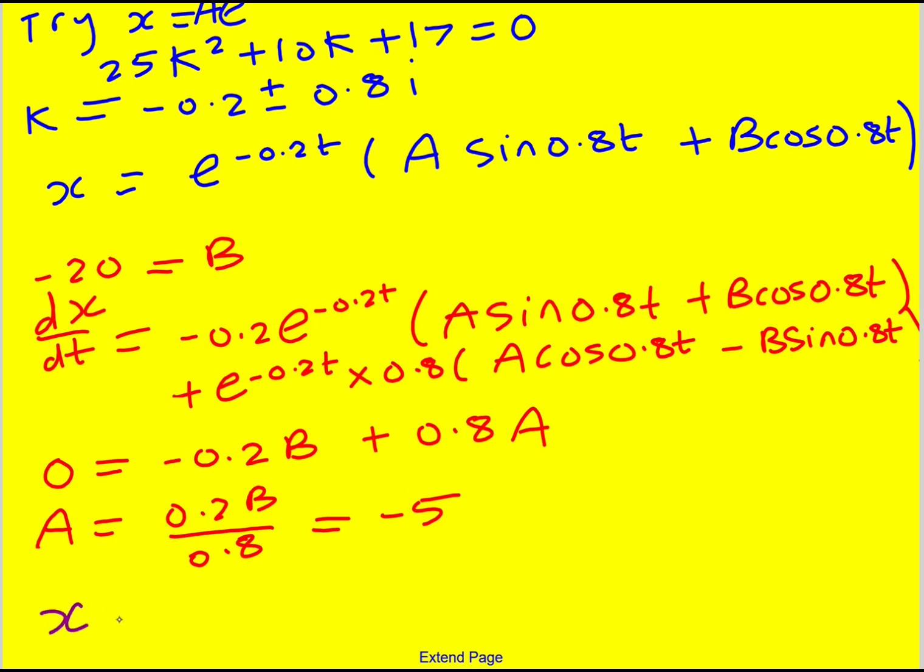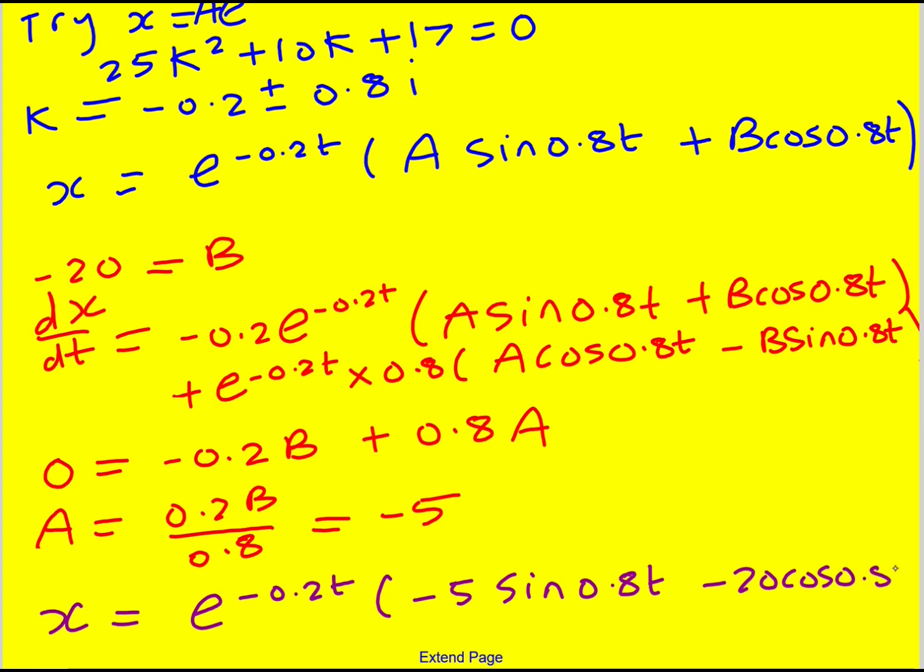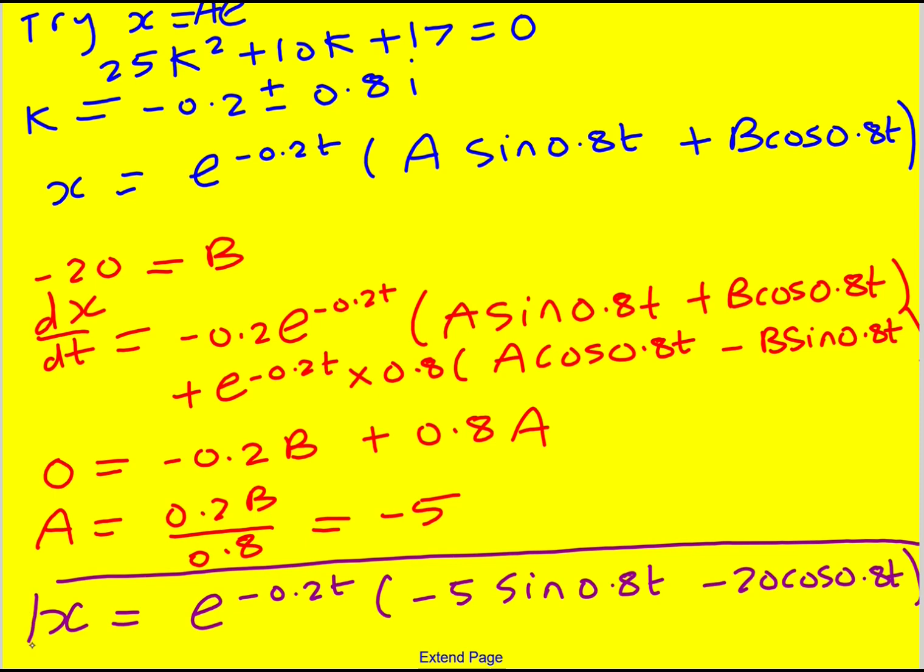And therefore, x is equal to e to the minus 0.2t. I mean, could we take a 5 out? Oh, no, I don't think I'm going to. Minus 5 sine 0.8t minus 20 cos 0.8t. That is our particular solution.